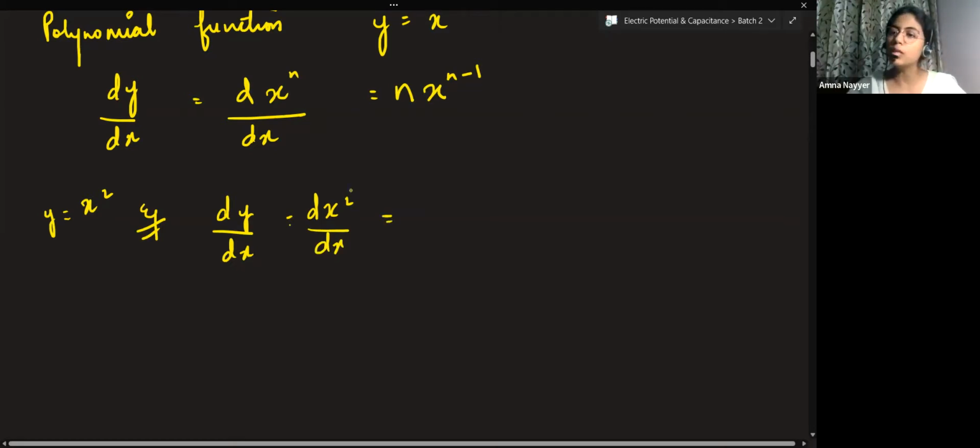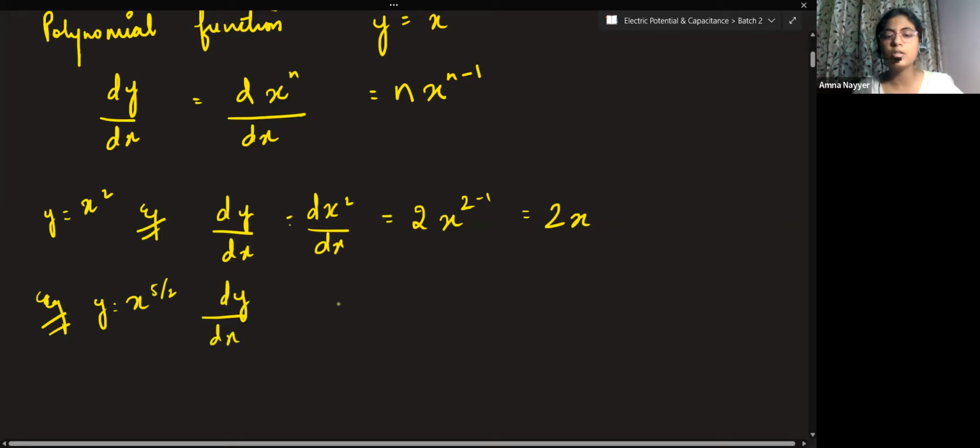Now, 2 is the constant, meaning it's the power, so it will come out. Instead of n in this example, we have 2. X to the power 2 minus 1 gives 2x to the power 1, that is 2x. Or if I give you another example, y is equal to x to the power 5 by 2, this is also an easy example for all of you. So dy over dx will be d of x to the power 5 by 2 over dx.